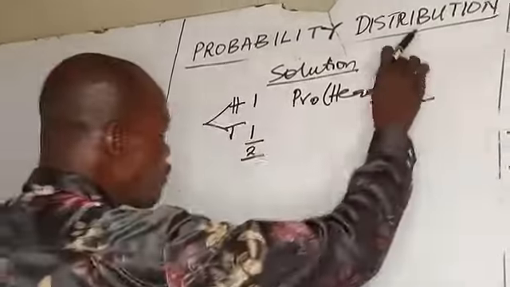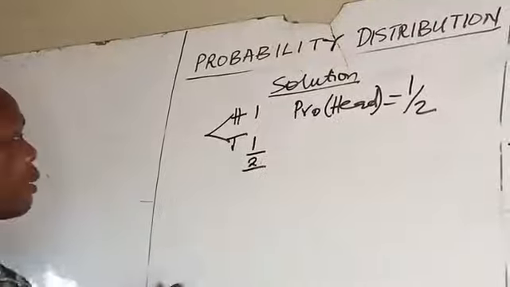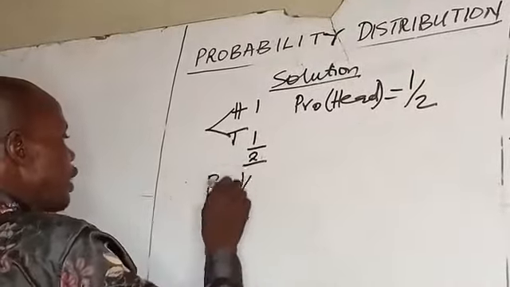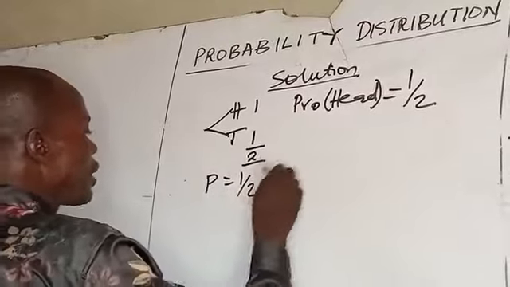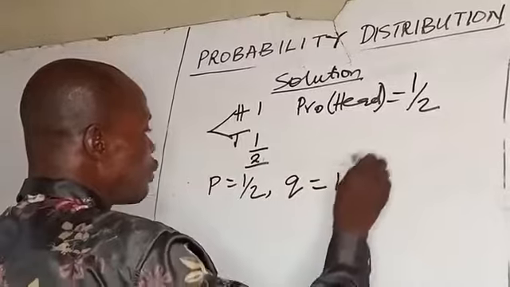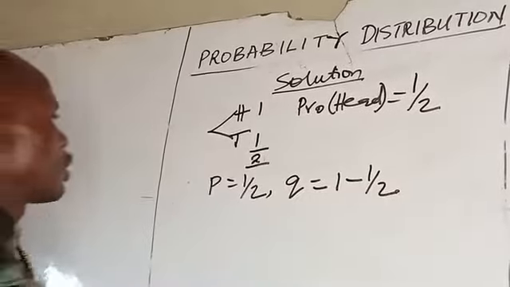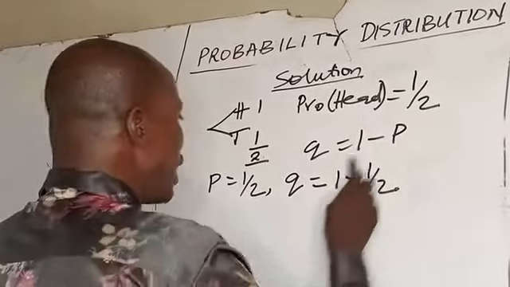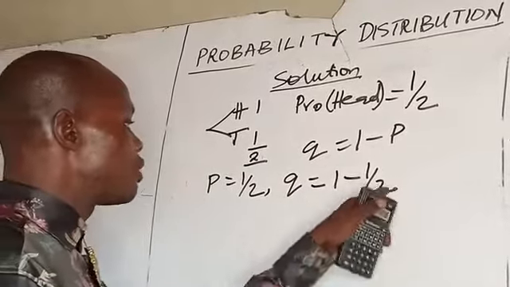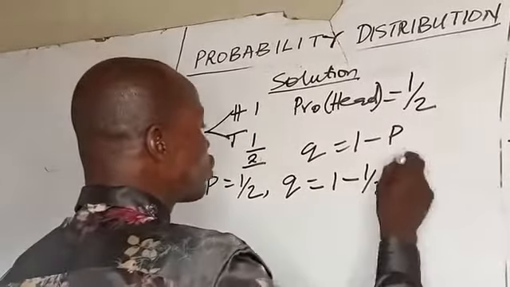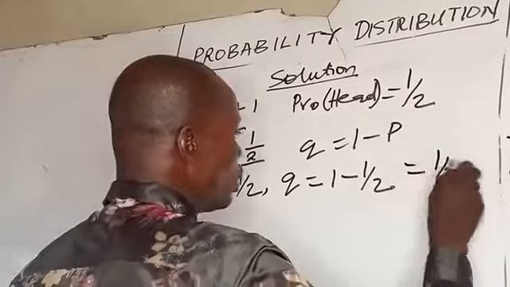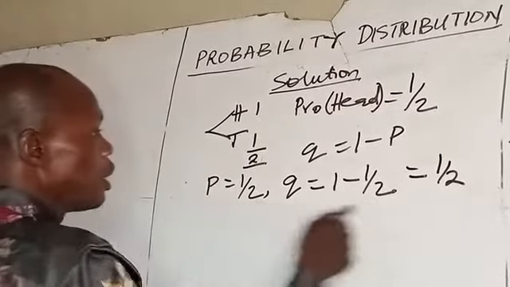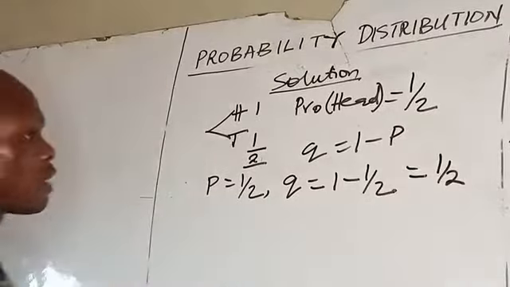So if 1 over 2 is the probability of success, our P is 1 over 2. Therefore, Q will be 1 minus 1 over 2. I've told you that Q equals 1 minus P. Therefore, Q will be 1 minus 1 over 2, which is 1 over 2 if you simplify this. That means P is 1 over 2 and Q is also 1 over 2.